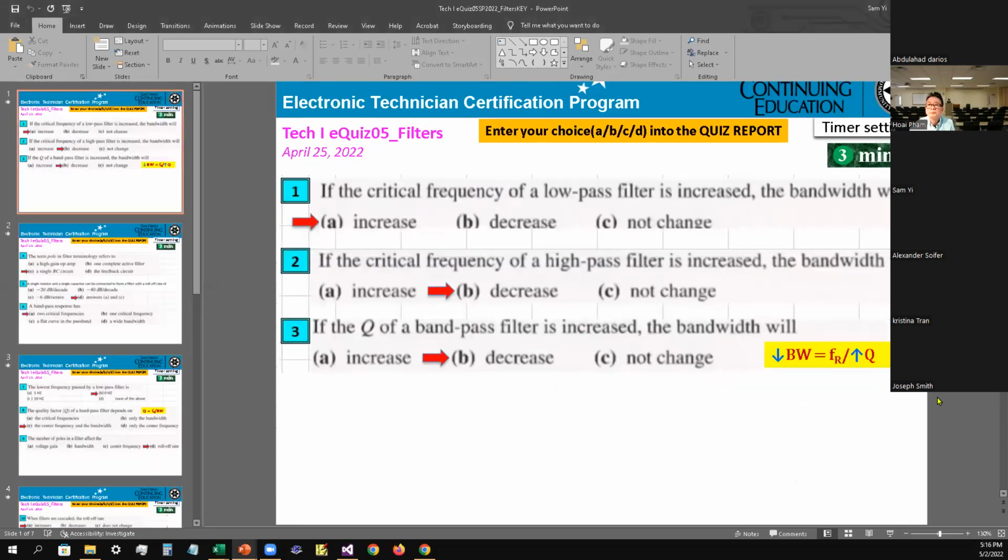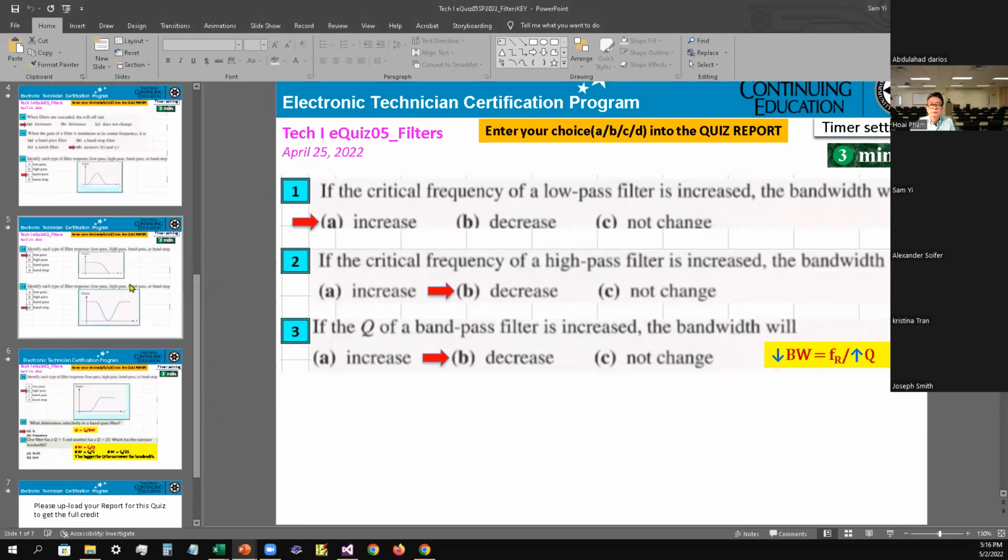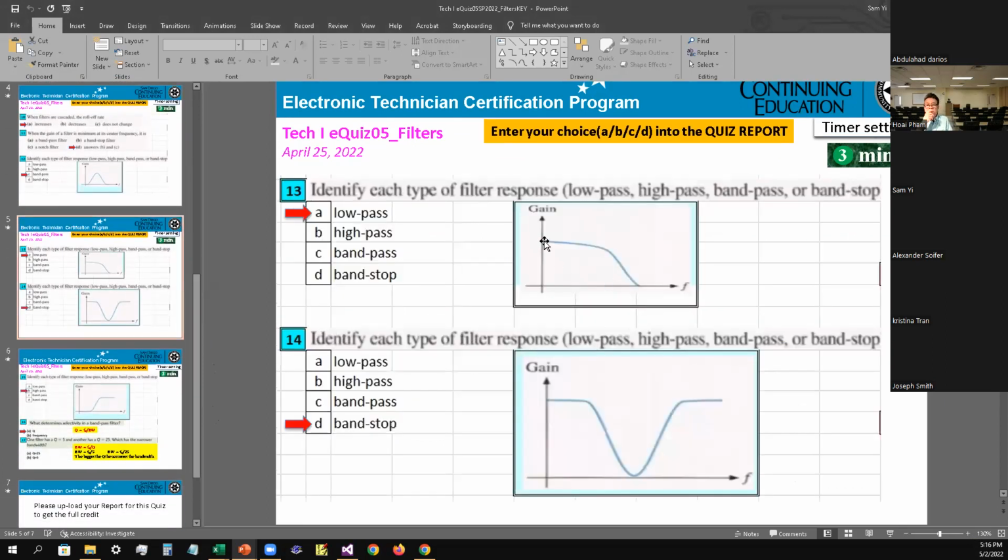Okay, so question number 1: if the critical frequency of a low pass filter is increased, the bandwidth will, most likely, be increasing. If you look at the band low pass, it would be something like this. This represents a low pass, and say you have a cutoff somewhere at this point right here.